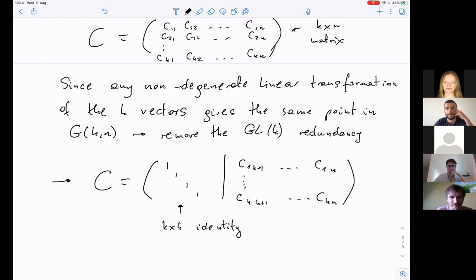Okay, so there is a question in the chat. So the question is, what do you mean by a point in a Grassmannian? You mean which specific k plane in the space of k planes?